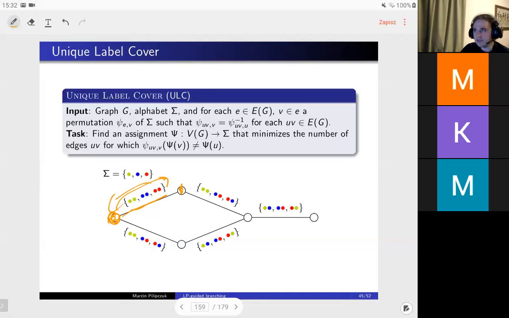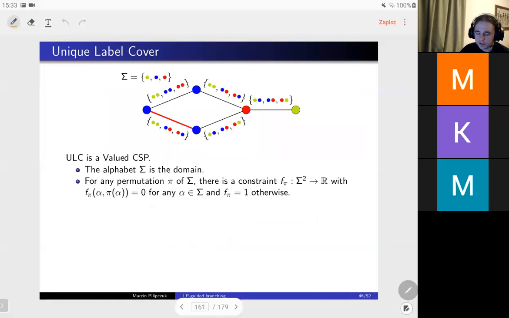And now we want to understand the properties of this problem. So yeah, this is the problem. And now, for example, a solution to this instance has only one violated constraint. You can think of this constraint as paying 1 if it's not satisfied and paying 0 if it's satisfied, if the permutation is respected. Okay, so this is a solution that violates only one constraint here in this picture.